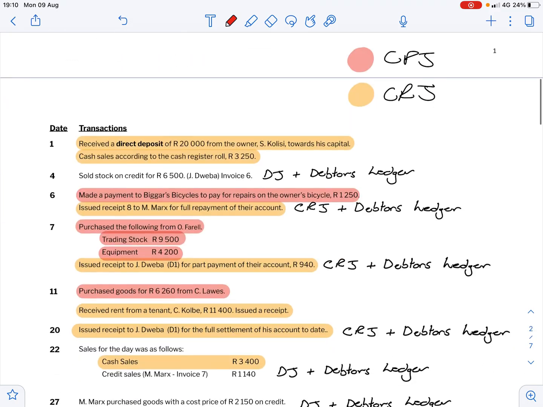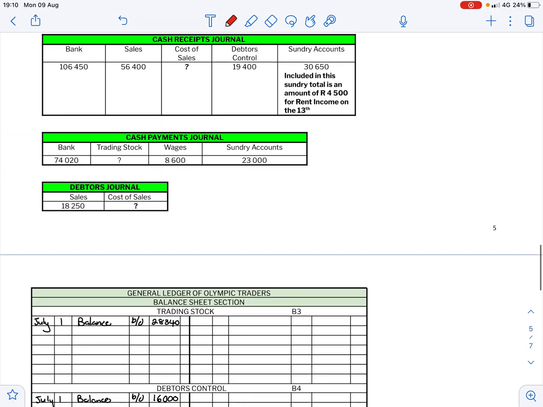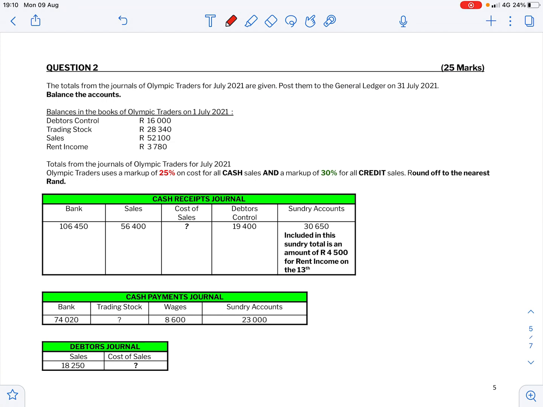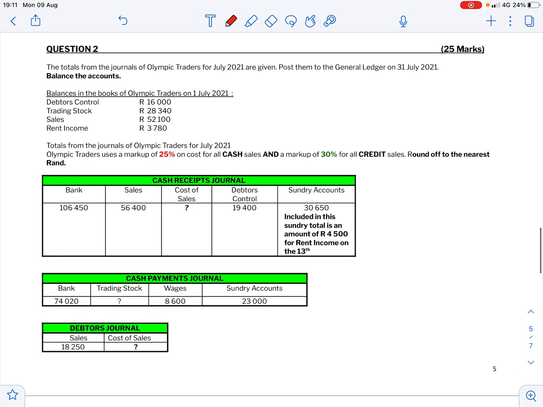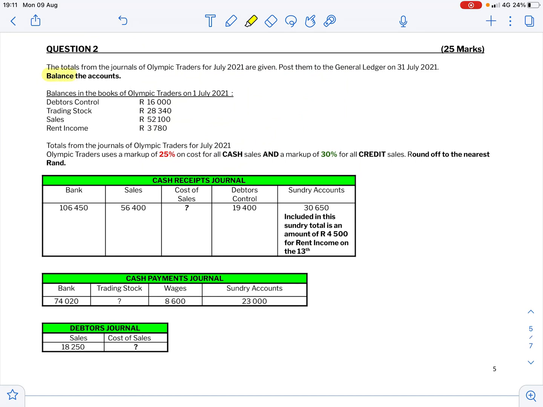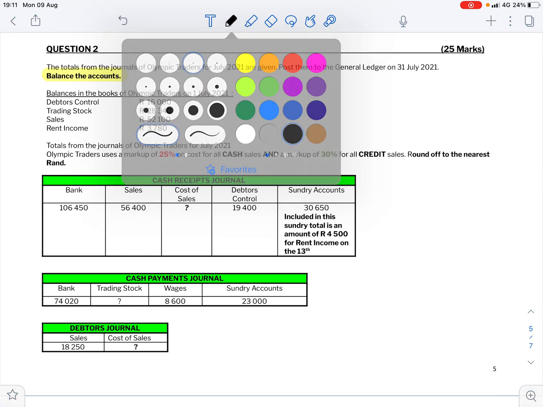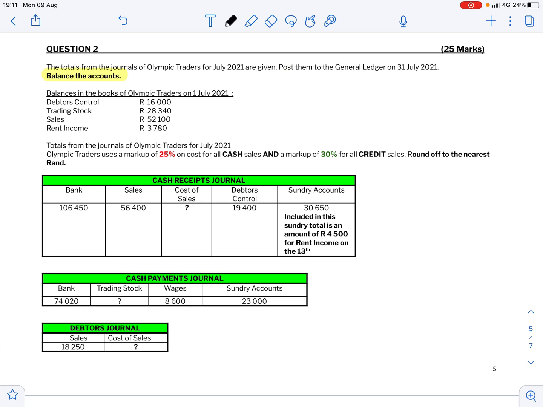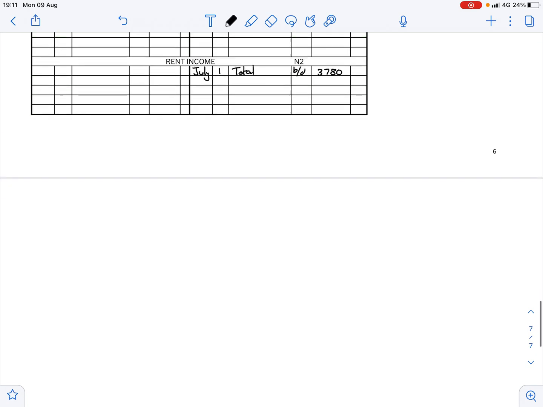Okay, we then need to move on to question 2, which was our general ledger. They tell us the total from the journals of Olympic traders for July 2021 are given. Post them to the general ledger on the 31st of July 2021, and they tell you in bold to balance the accounts. So there must be some marks allocated to that. To start off, I've posted these balances already in our journal.